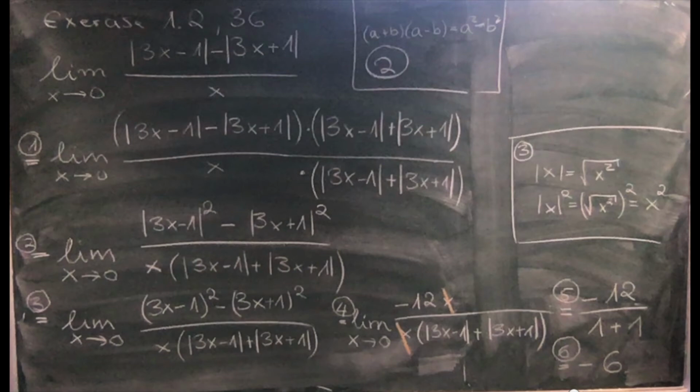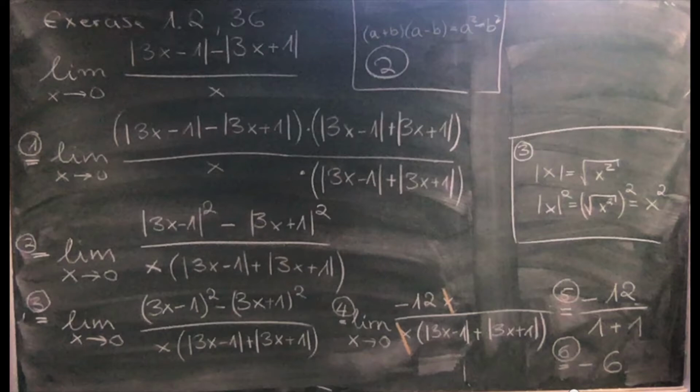Here is the solution to exercise 36 of chapter 1.2 of Adam's book. The whole thing is on this board, but I will talk you through each step. We're supposed to compute the limit as x goes to 0 of this fraction with absolute values in the denominator.